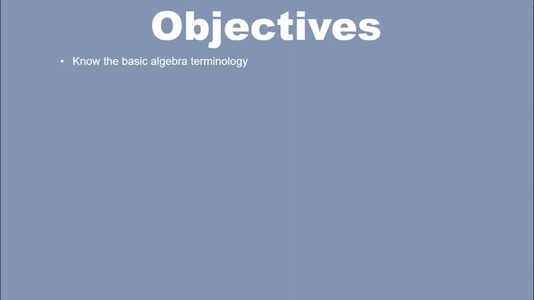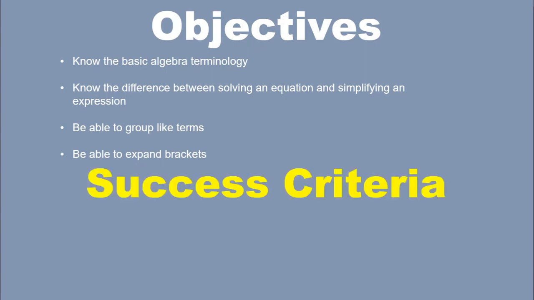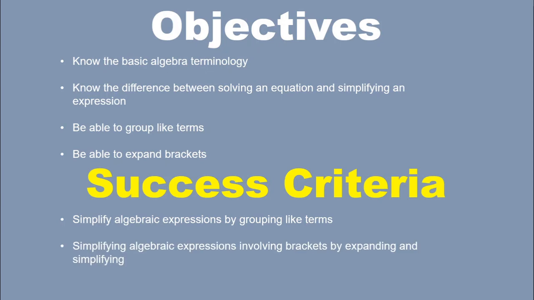Let's make sure we're ready before we move on to our practice exercise now. Our objectives were to know the basic algebra terminology, know the difference between solving equations and simplifying expressions, be able to group like terms, and be able to expand brackets. In order to be successful with this practice exercise, you need to be able to simplify algebraic expressions by grouping like terms, and simplify algebraic expressions involving brackets by expanding and simplifying.